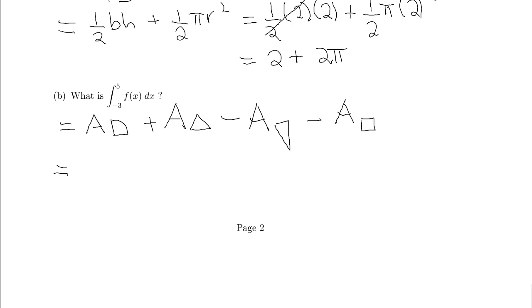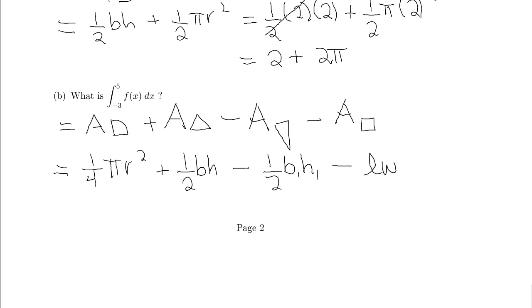So now it's all just a matter of knowing our geometric formulas. So the quarter circle, that's going to be 1/4 pi r squared. For a triangle, it's 1/2 base times height. For the other triangle, it's also going to be 1/2 different base and different height. So maybe I'll call it B1H1 just to represent it's a different base and a different height. And then minus my square, which I guess I could say is length times width.